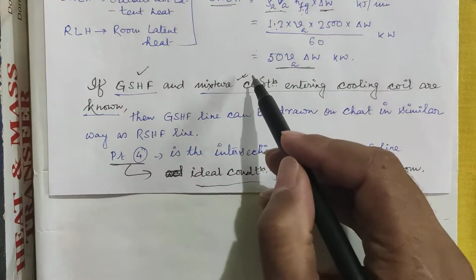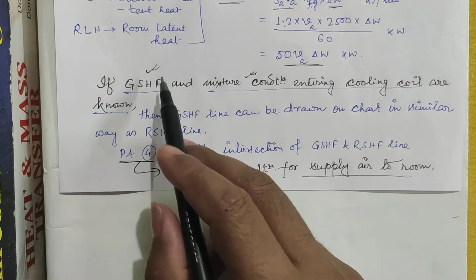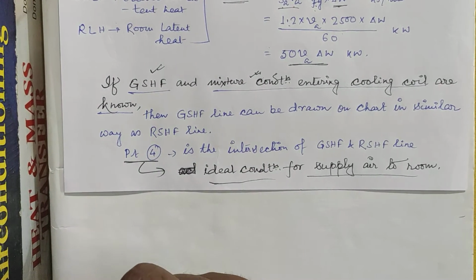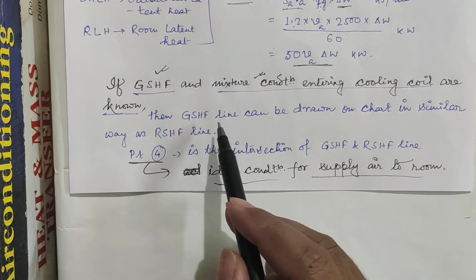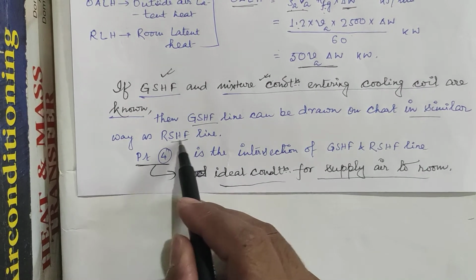So if the cooling coil condition, that is the mixture condition, is known, and the grand sensible heat factor is known, then how can we draw this GSHF line in the psychrometric chart? Now this GSHF line can be drawn in this situation just like the RSHF line, that is room sensible heat factor.